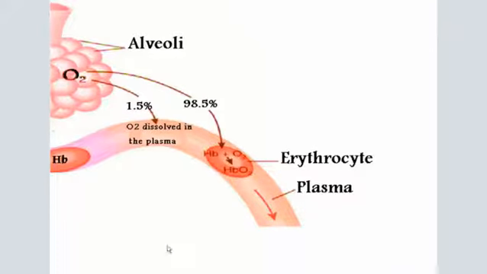When hemoglobin molecules become saturated with oxygen, they can no more combine with this gas. So, the remaining quantity of oxygen, which is about 1.5%, is transported in dissolved form by the plasma.